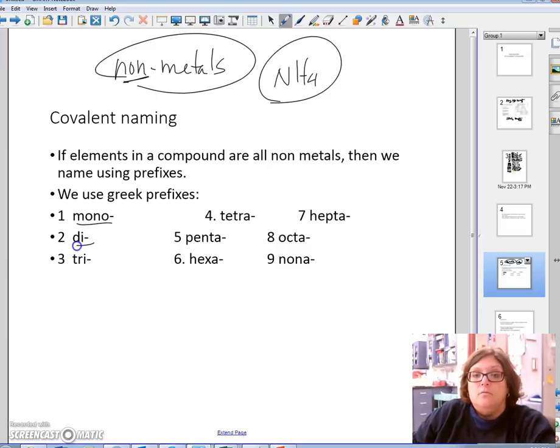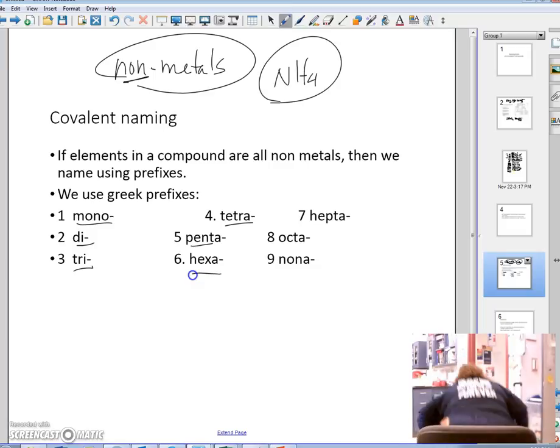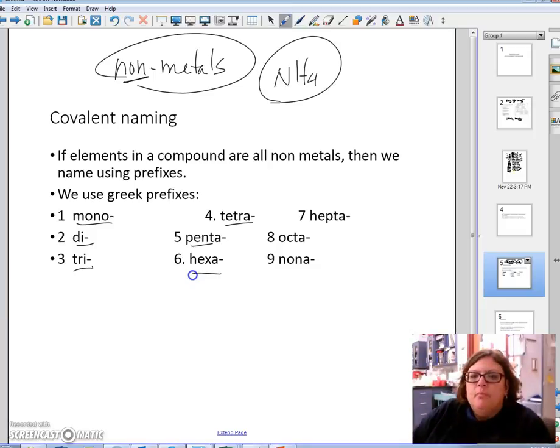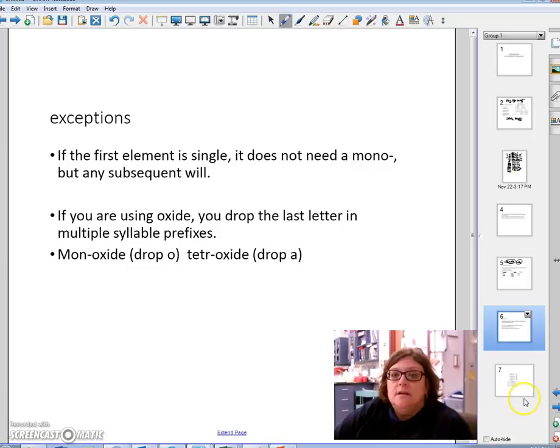The prefix for 1 is mono, 2 is di, 3 is tri, 4 is tetra, 5 is penta, 6 is hexa, 7 is hepta, 8 is octa, 9 is nona. All right, let's talk about exceptions. The exception is if the first element is a single by himself, we can drop the mono. And if you're using oxide, instead of tetraoxide, it's tetroxide.